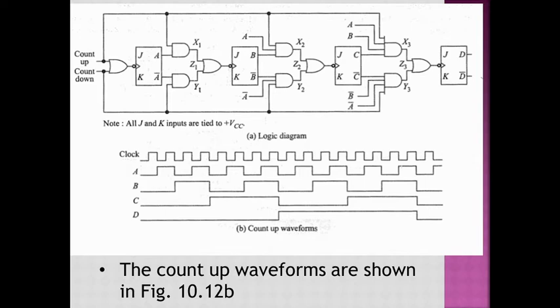Now, when B is getting the clock pulse, if you see, when A is high, because this AND gate is there, when A is high, AND gate X1 is going to be enabled, and the clock pulse which is available from the count up line passes through the gate X1 and it passes through the gate Z1, because Z1 is an OR gate, and it is available to the flip-flop B.